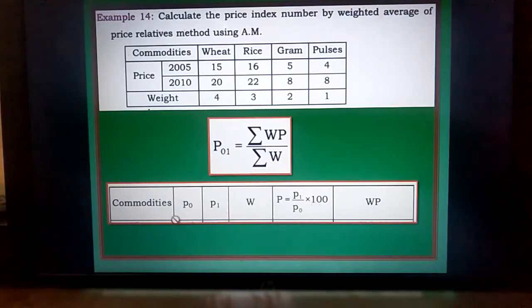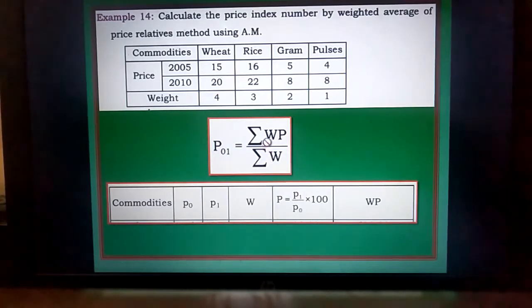So P1 and P0 values are given. Based on that, capital P is to be calculated. For example, P1 and P0 for wheat: this is 20 divided by 15 multiplied by 100. Whatever it comes to will be the first value of capital P. That way, we will get the P column calculated.